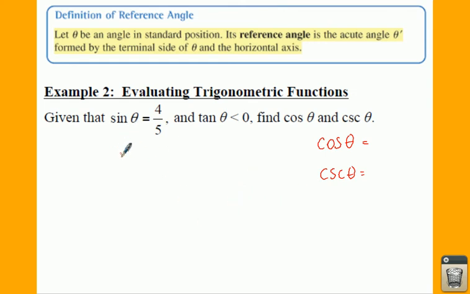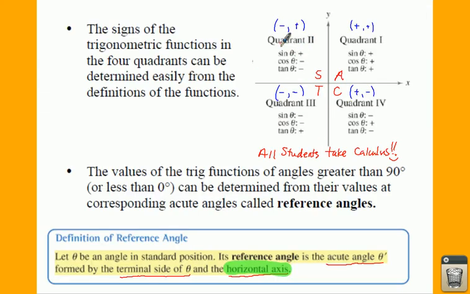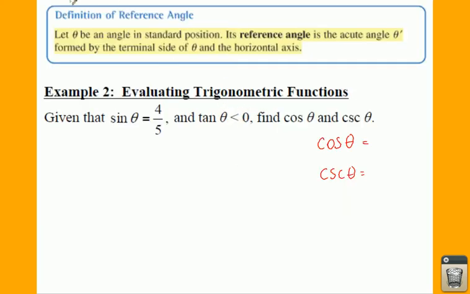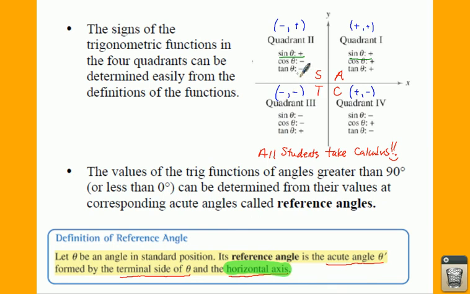What we're going to do is draw a triangle, and if you notice we have a 4/5 here, our other side probably is going to follow our 3, 4, 5, so we're probably going to have a 3 as our other side, but we need to draw a triangle in the correct quadrant. If sine is positive, it's positive 4/5, so that means we're either going to use your first quadrant or your second quadrant. But then we're also given that tangent is less than 0, which means it must be in quadrant 2. Because in quadrant 1, it's positive.